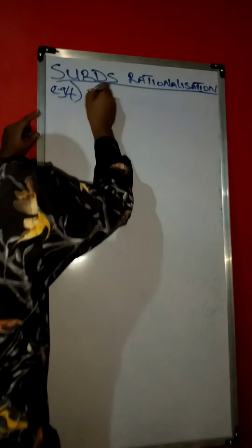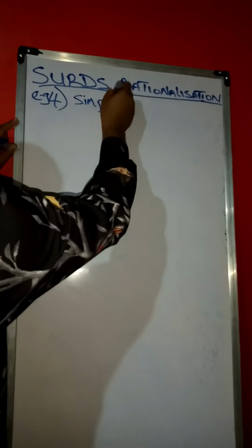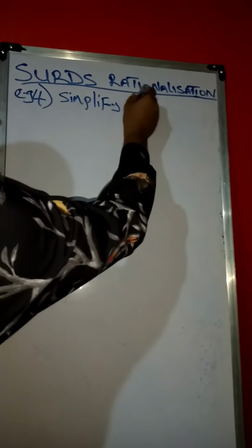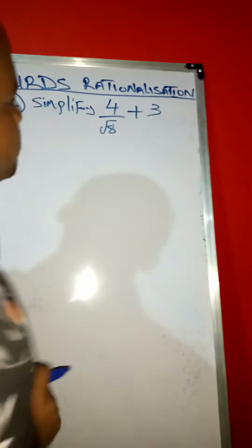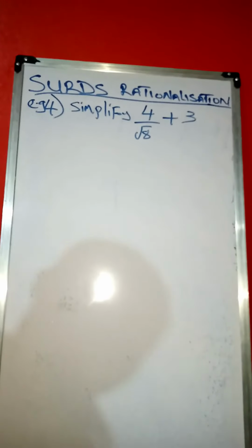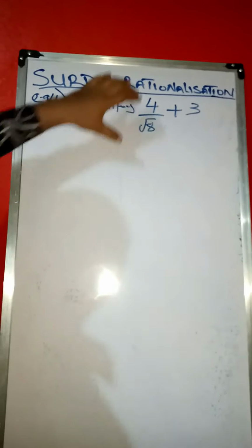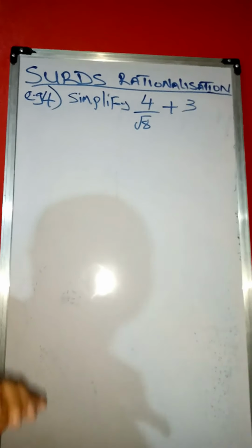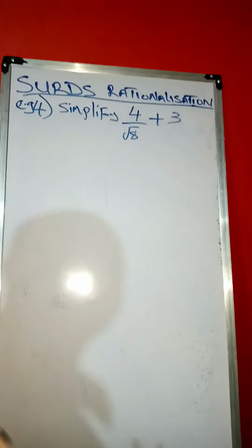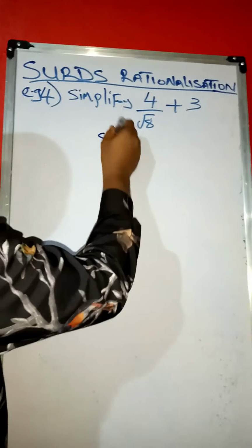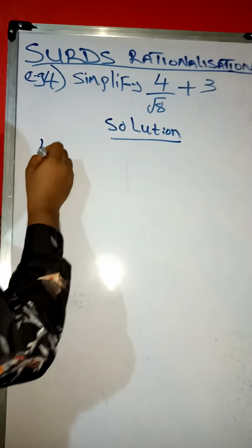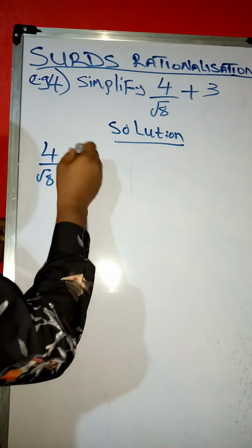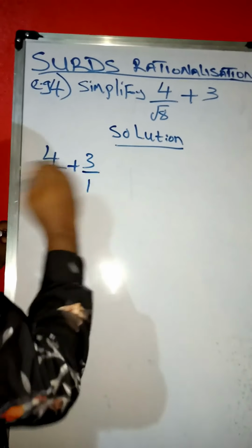Example 4 says simplify 4 over root 8 plus 3. Alright, now if you look at this, it's a bit different because I'm having one part as a fraction and the other part as a whole number. So the first thing is I'll make everything a single fraction. My solution: four over root 8 plus 3. This 3 is the same as 3 over 1.